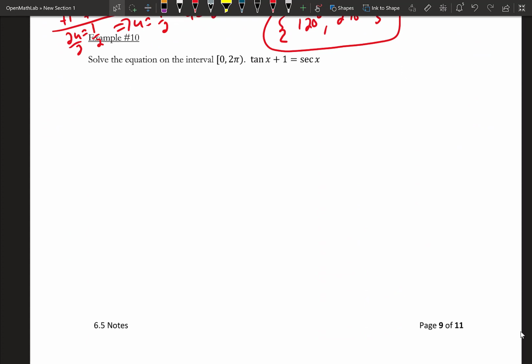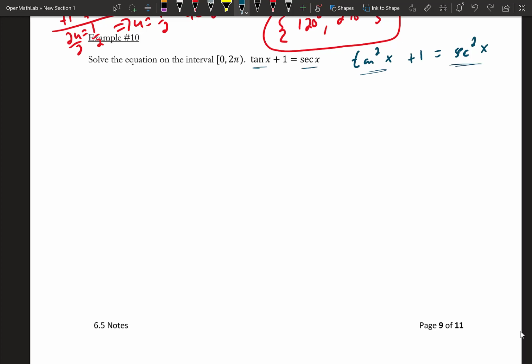All right. So example 10. We're going to solve the equation on the interval 0 to 2 pi. So I have tangent of x plus 1 equals secant of x. An identity that deals with tangent and secant is tangent squared x plus 1 equals secant squared x. Notice that this is just tangent, not tangent squared, and this is just secant, not secant squared.